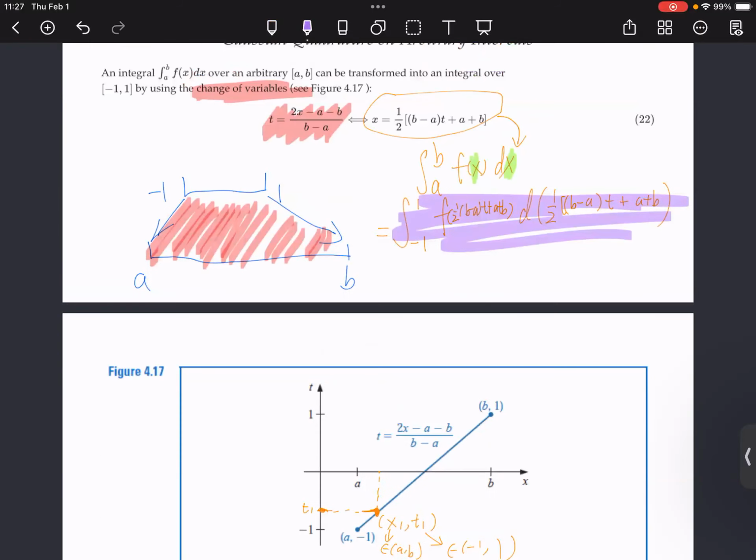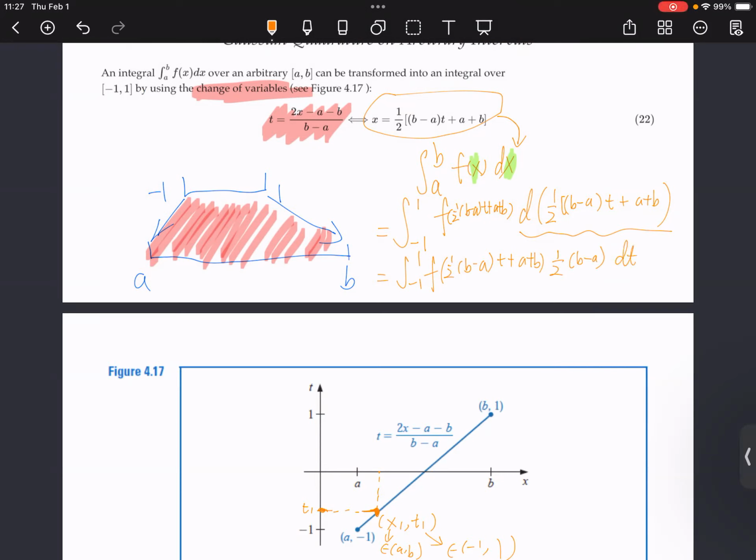Let's take a look. If you further calculate the derivative here, because this is d of something in t, and you calculate the derivative of the expression, then we can extract one thing out, and that is the integral from -1 to 1 of f, where the x expression has the new variable t, and then a plus b. The derivative of that expression is 1/2 (b minus a), so this one equals this one. We get the derivative out, and this is just the dt.